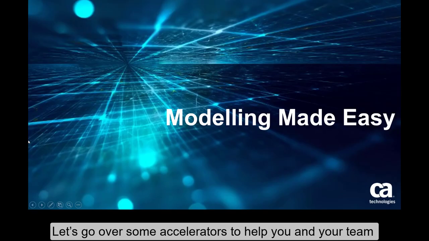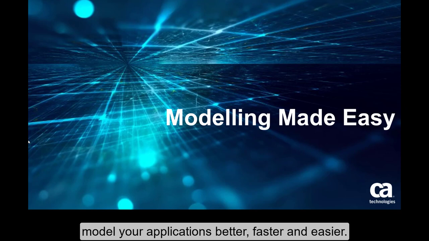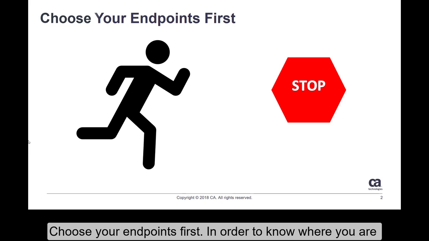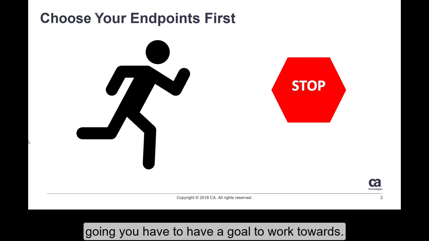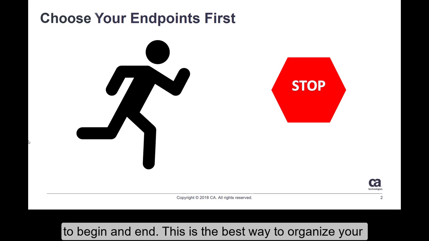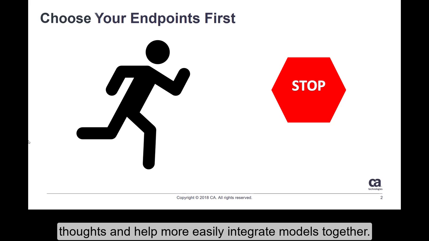Modeling made easy. Let's go over some accelerators to help you and your team model your applications better, faster, and easier. Choose your endpoints first. In order to know where you are going, you have to have a goal to work towards. The first step in building a model is to decide where it is going to begin and end. This is the best way to organize your thoughts and help more easily integrate models together.